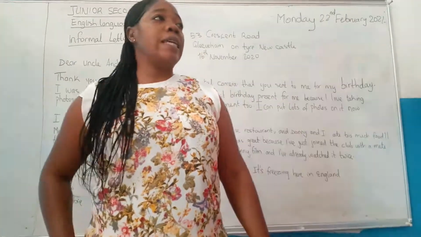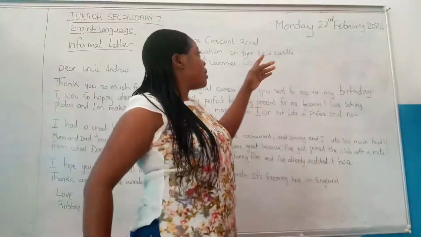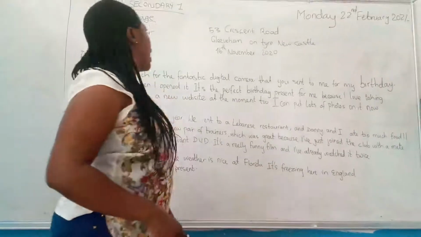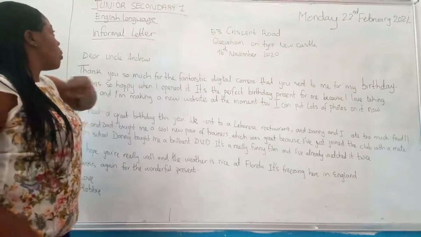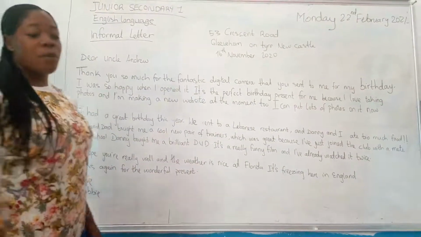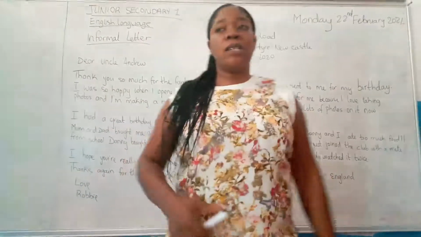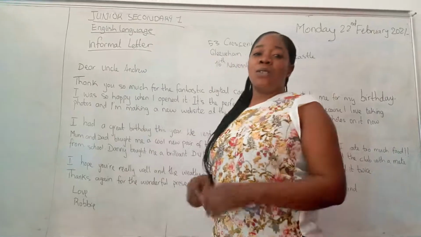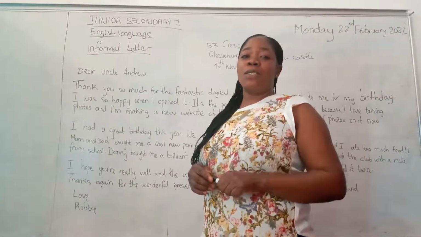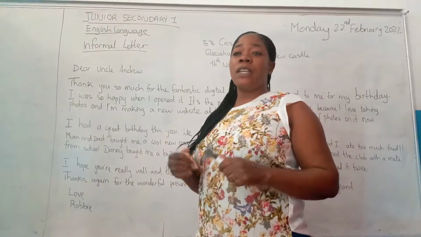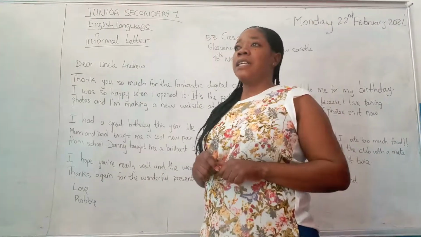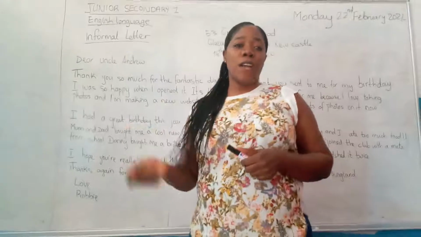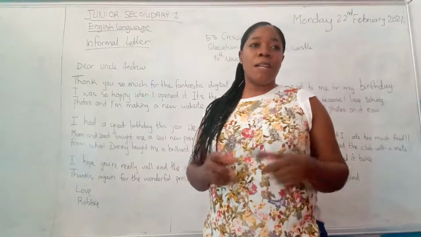Today is Monday, the 22nd of February 2021. We are in Junior Secondary 1, having English language. Our topic today is informal letter. It is a continuation of the last topic. On Friday, we were talking about an informal letter. I said an informal letter is a letter written to a friend or a family member.